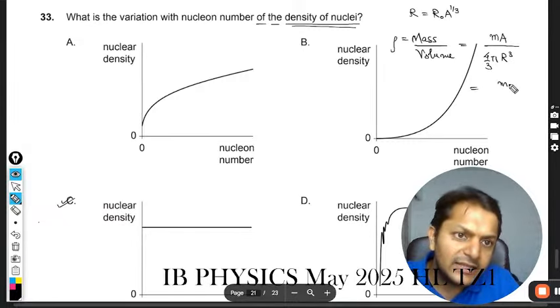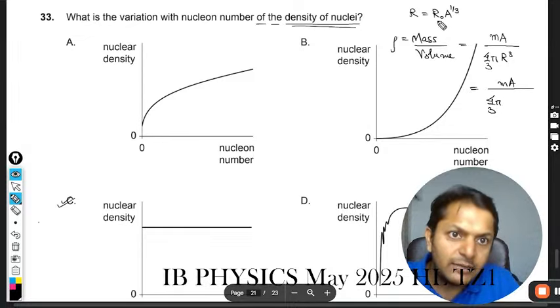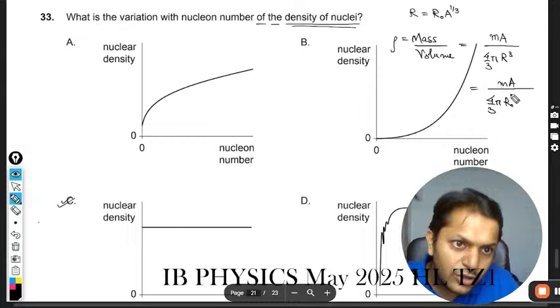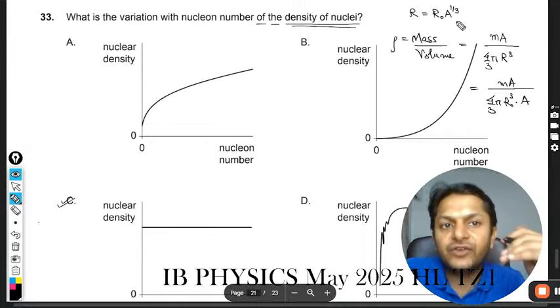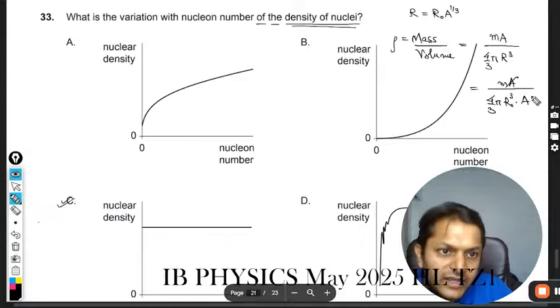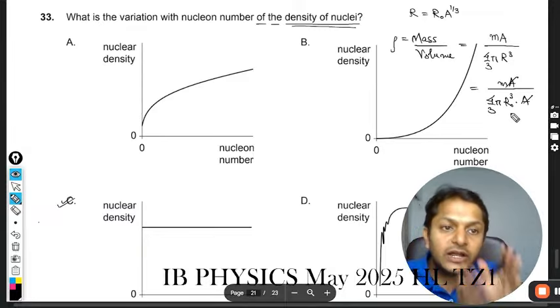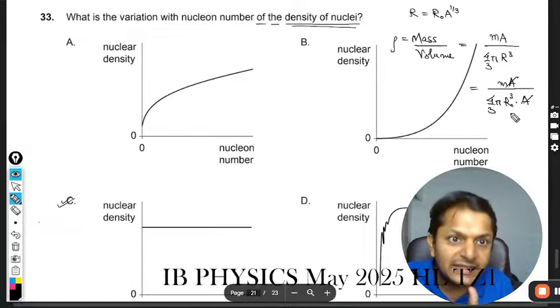Now let us plug in these values here. So 4 by 3 pi, r can be written as this. So it will become r naught cube into A, because A raised to power 1 by 3, when cubed, the 3 and 3 will get cancelled out. It will become A. Thereby, we can cancel the mass number. So you can clearly see that the mass number is getting cancelled from numerator as well as from the denominator. So there is no mass number dependency here.